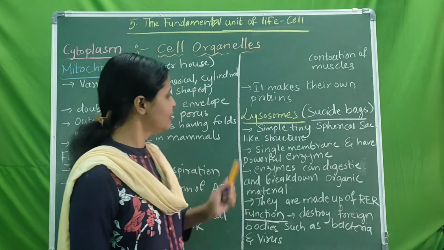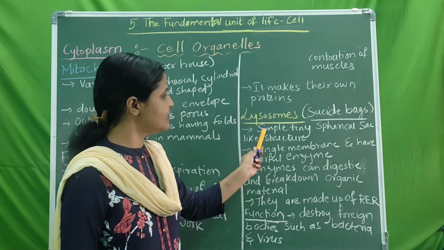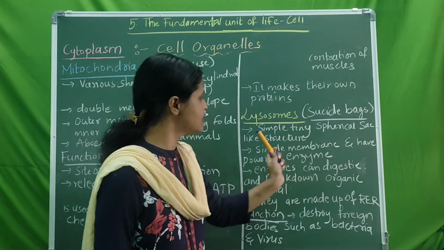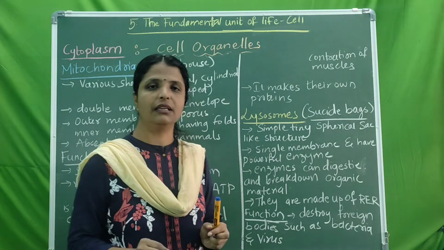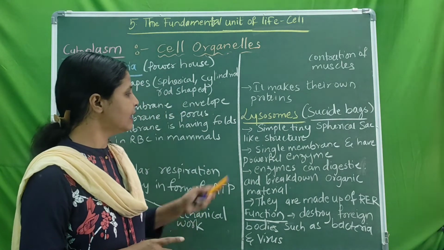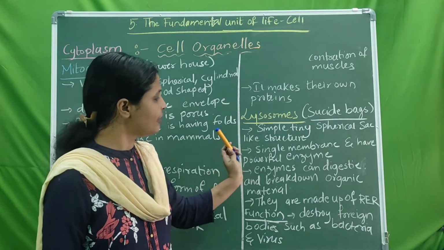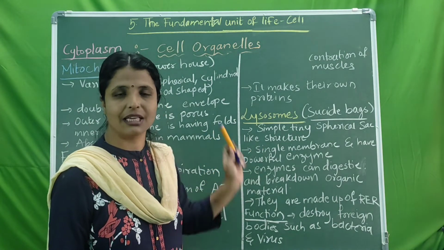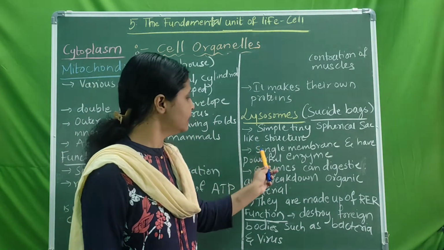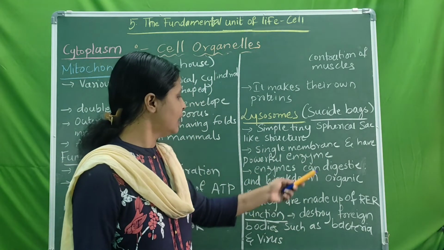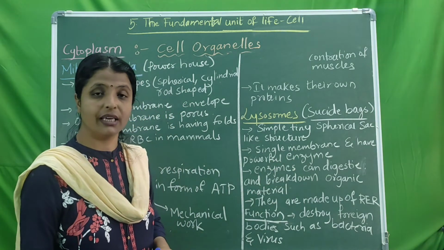Let's see. First thing, let us know how it is. Lysosomes are very simple, tiny, spherical, sac-like structures. Tiny in the sense very small, and they are sac-like structures. Second, they have a single membrane. As we had seen in the mitochondria, they have two membranes or double membranes, but here it is only a single membrane, and they have powerful enzymes. Okay, it also has enzymes.